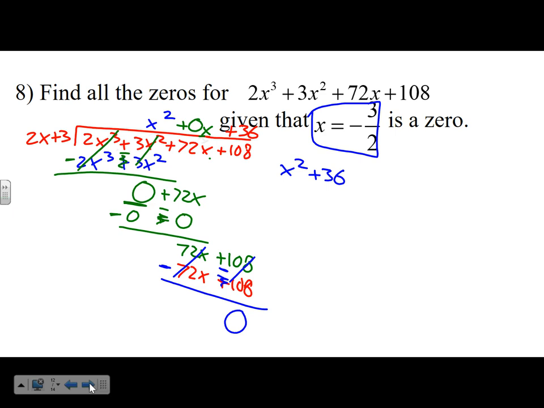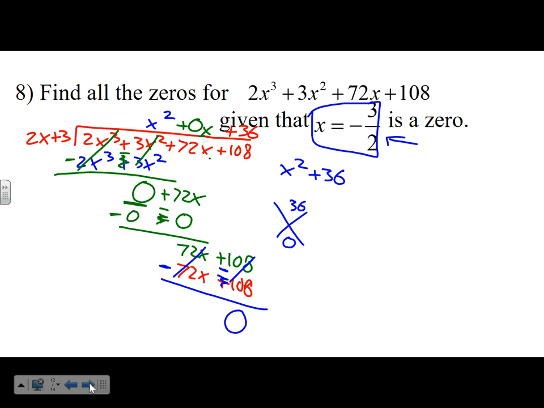Now remember, we're trying to find all the zeros. Well, the good news is they do tell us one of the zeros, so you shouldn't miss that one. But now, how do we find the other zeros for this? Well, you can try to use factoring, but the problem is this doesn't factor. If you try to do difference of squares, it doesn't work. If you try to find two numbers that multiply to be 36 that add up to be 0, you're not going to be able to find it.